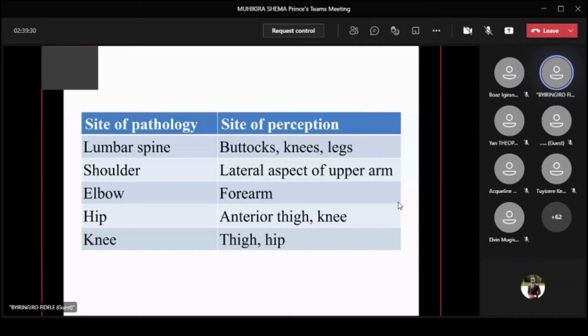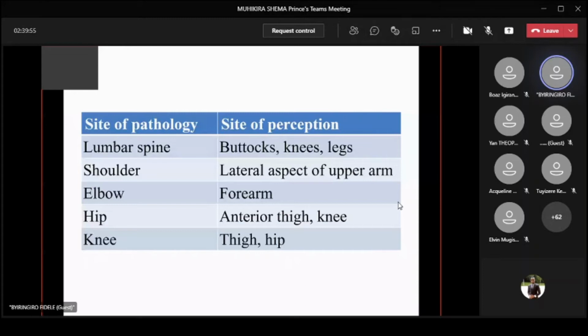For a patient who comes and complains of thigh or hip pain, most of the time the pathology is in the knee. And when the patient comes with anterior thigh or knee pain, the pathology is in the hip. So this is very important to interpret a perception. A perception means what the patient feels, versus the site of pathology.